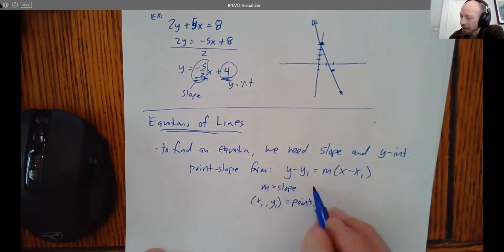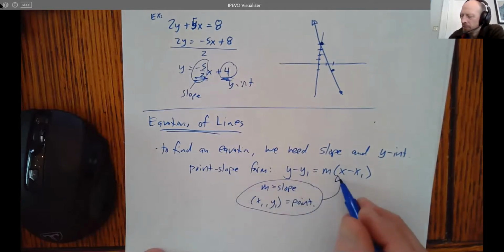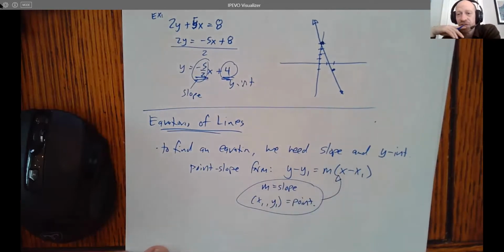So if I have a slope and a point, I can use this new formula to figure out my equation of a line. The problem with that formula is then you have to remember it. It's not too bad when you have a note sheet, right? You can write it down, but you've got to use that formula. So I don't force people to do this.